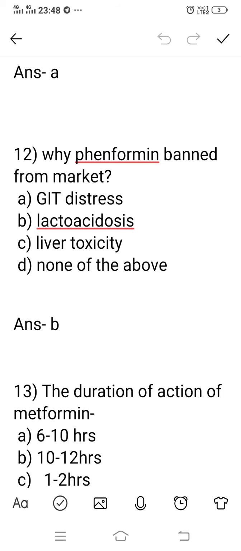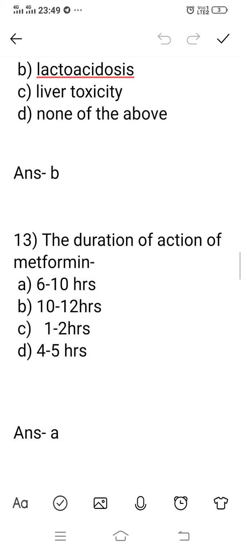Phenformin was banned from the market because it produces lactic acidosis. Option number B is the right answer.